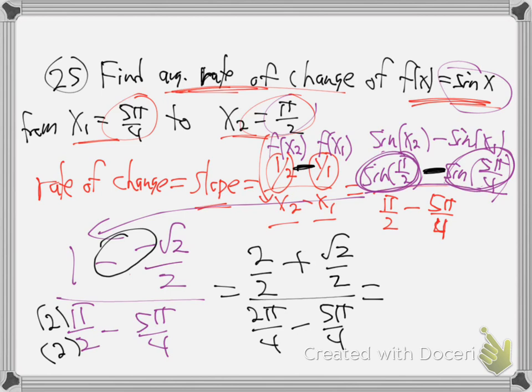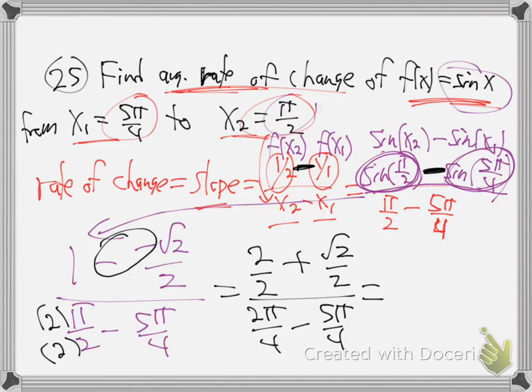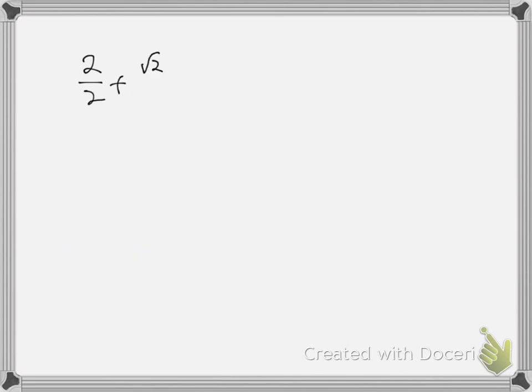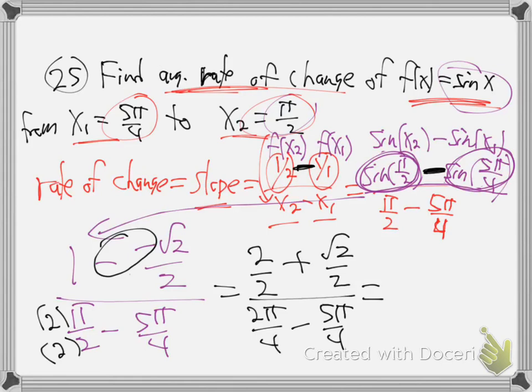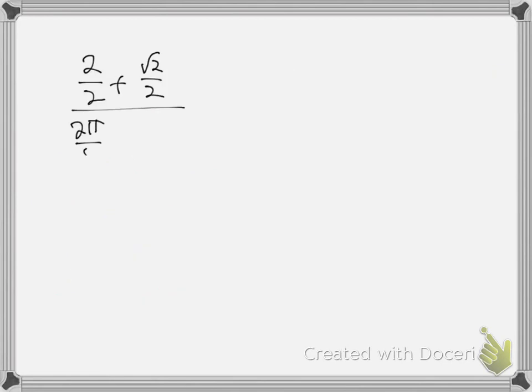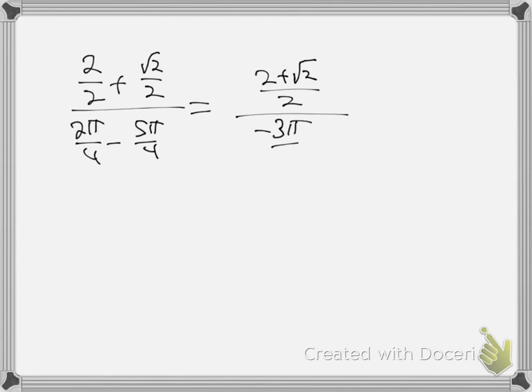This one's a mess. Okay. I'm going to go to a fresh screen if that's okay. 2 over 2 plus root 2 over 2, over 2 pi over 4 minus 5 pi over 4. And so that combines together: 2 plus root 2 over 2, over 2 pi minus 5 pi is minus 3 pi over 4. Is that good so far? This is a messy problem.